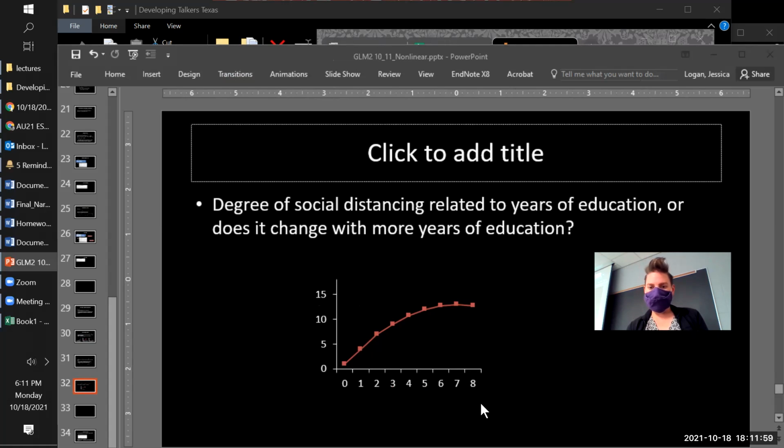Okay, so as more education goes up, at first there's a really strong association, but then eventually more education isn't doing anything. So that's like, by the time you have a college degree, additional degrees don't make you more likely to social distance. I buy it. I like it.